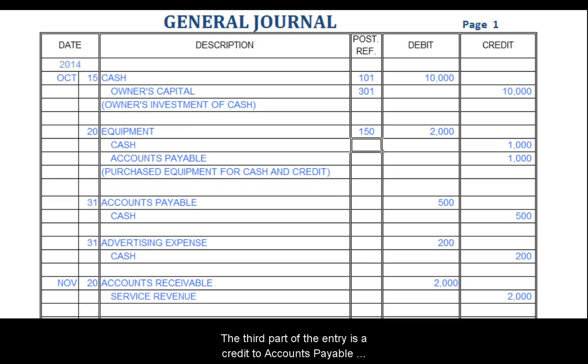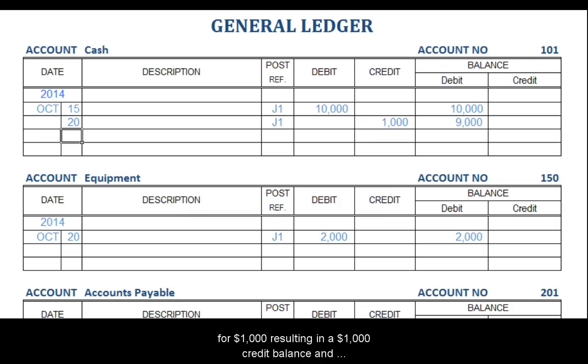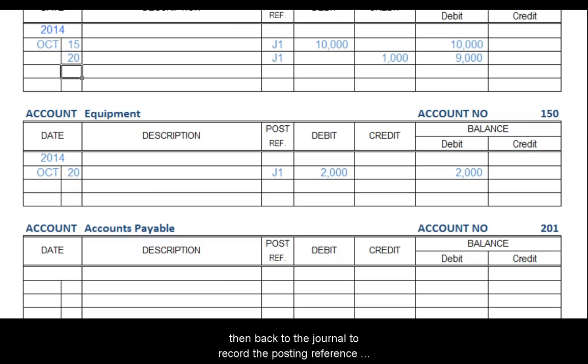The third part of the entry is a credit to accounts payable for $1,000, resulting in a $1,000 credit balance, and then back to the journal to record the posting reference of 201, the account number for accounts payable.